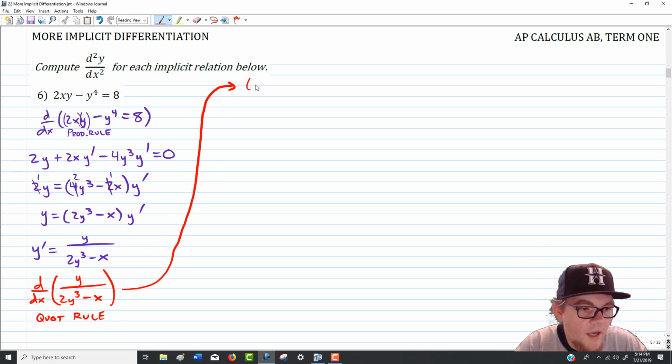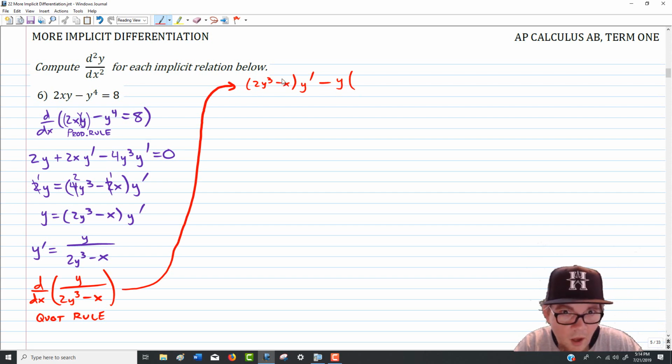So looking at our pieces, we're going to have low d high. That's just going to be y prime minus high d low. If we differentiate 2y cubed minus x with respect to x, that's going to be 6y squared y prime, due to the fact that we differentiated a y, minus the derivative of x, which is just 1. Okay, done.